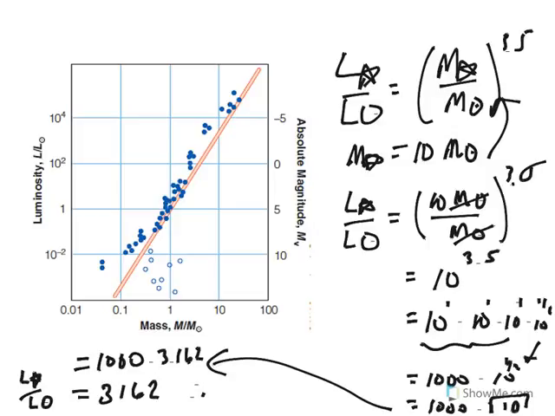Therefore, the luminosity of the star is 3,162 times the luminosity of the sun, which is approximately what I was getting from the graph. So the numerical equation is much more accurate than reading off the graph. Reading off the graph is going on this red line, whereas what we're doing with the numerical is we're actually calculating the dots.